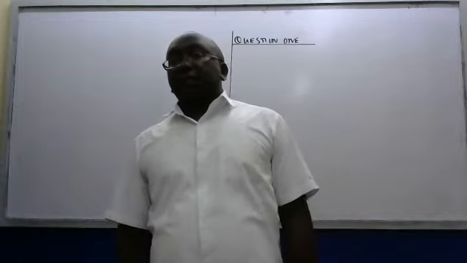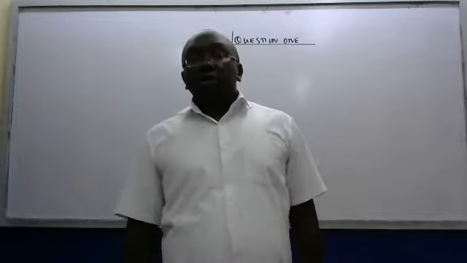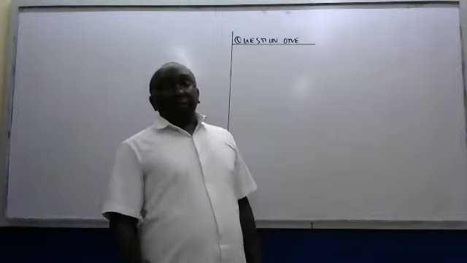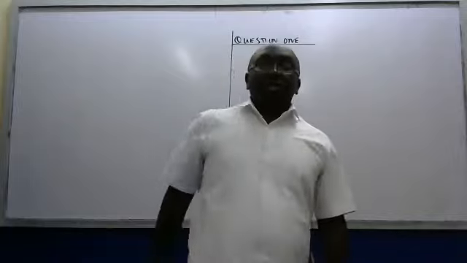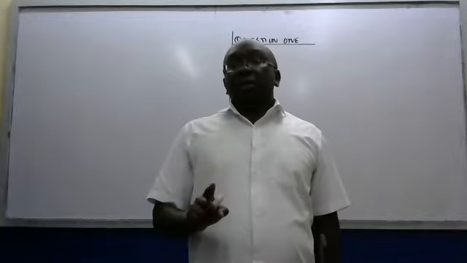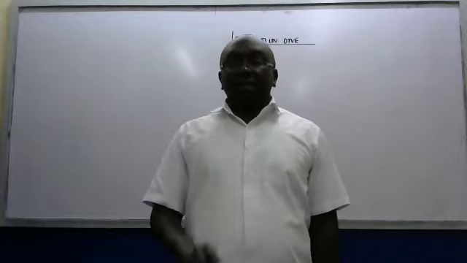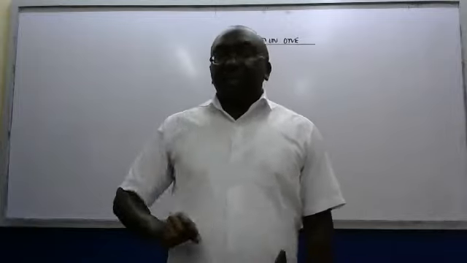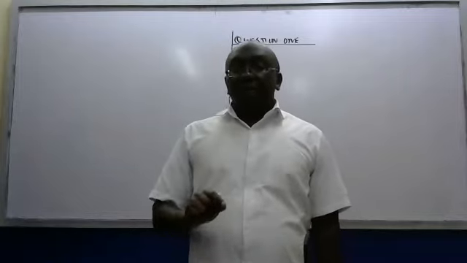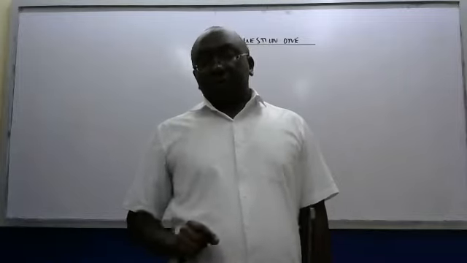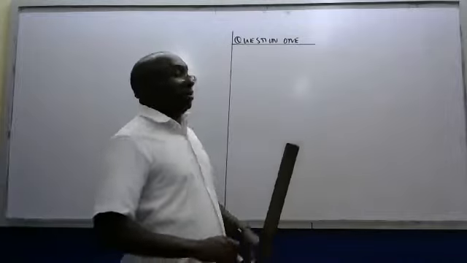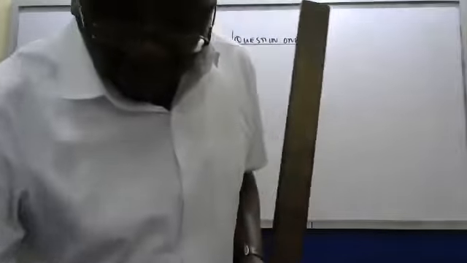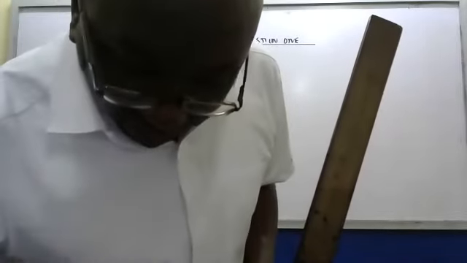After you start, you develop a payoff table. Now, in developing a payoff table, there are three things that you need to establish. One, you need to know who are the participants. Number two, you need to know what are the strategies. And number three, you need to know the payoffs. Now, question number one has given us all that information.